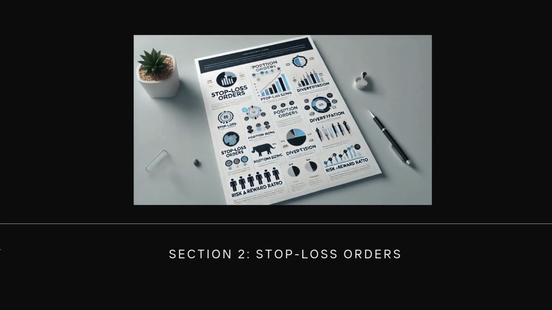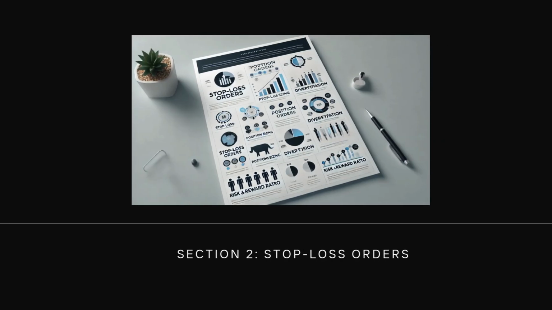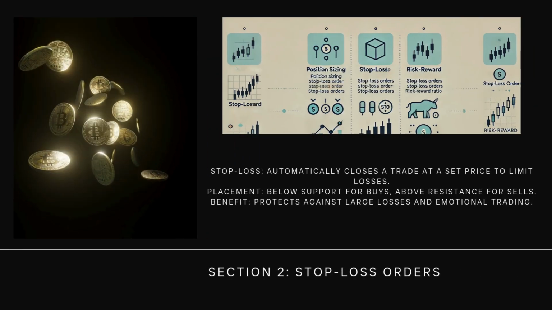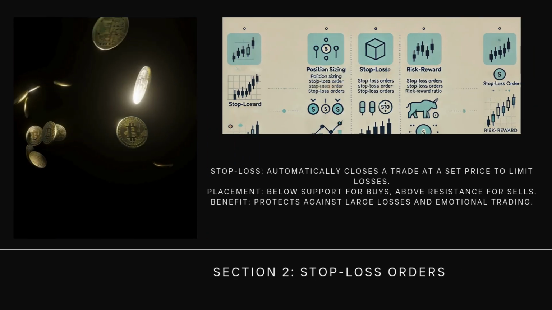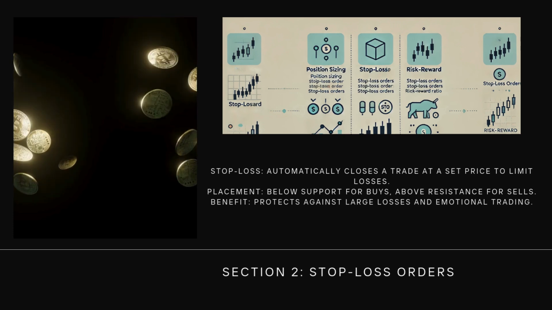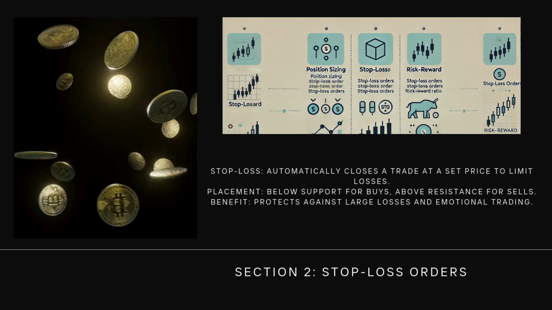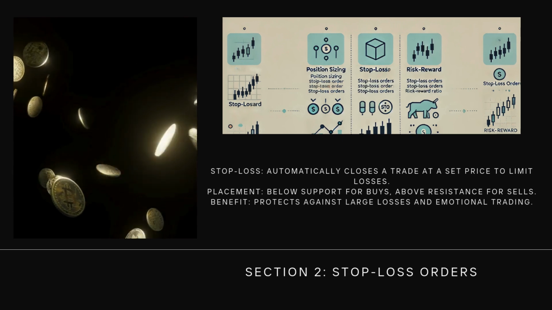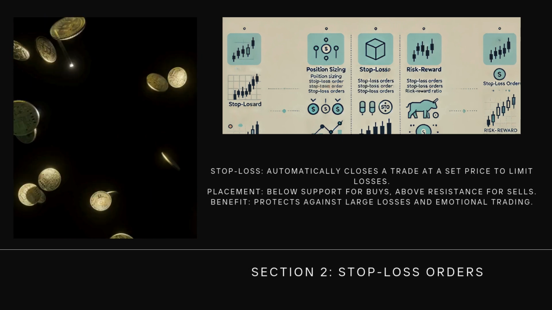Section 2. Stop-loss orders. What is a stop-loss? A stop-loss automatically closes a trade at a predetermined price to limit losses. It's your safety net when the market moves against you. How to place a stop-loss? For buy trades, place the stop-loss below support levels. For sell trades, place the stop-loss above resistance levels.